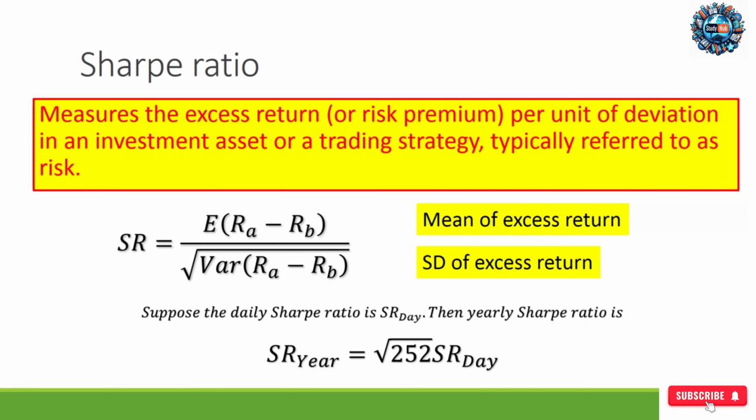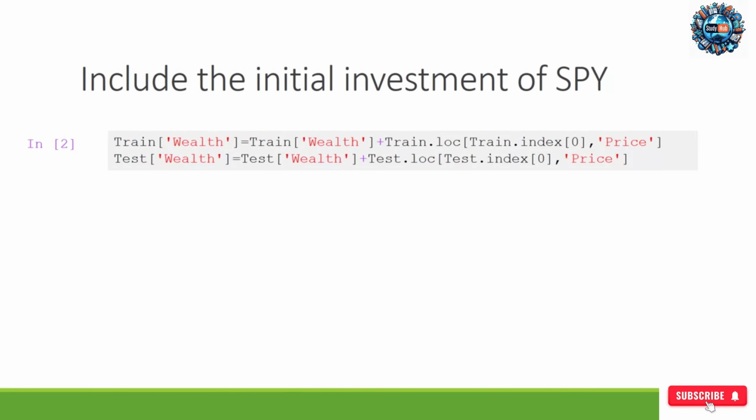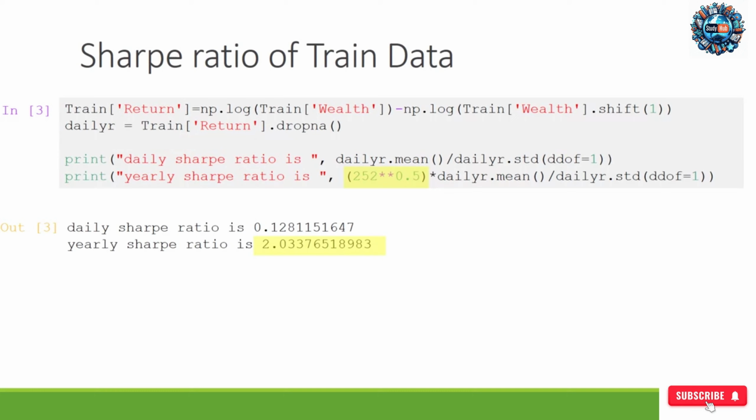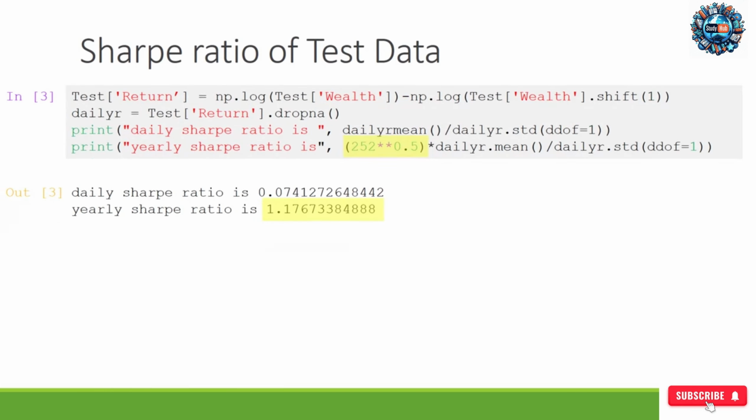To compute the Sharpe ratio, we first need to revise the wealth process by including the initial investment, which is the price of 1 share of SPY. We will use the log version for the return process. The yearly Sharpe ratio is 2.04 for training data and 1.18 for test data, which is much lower than that of the train.